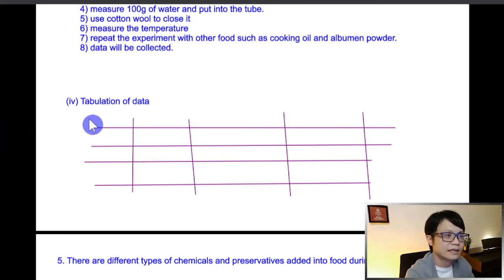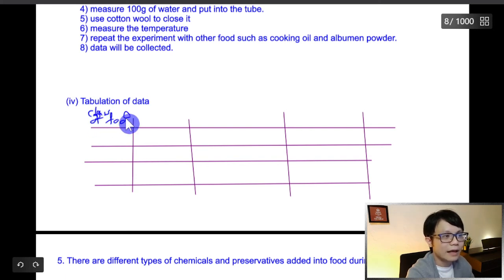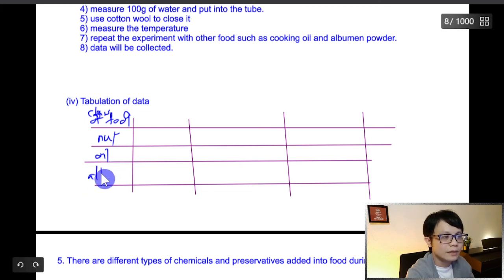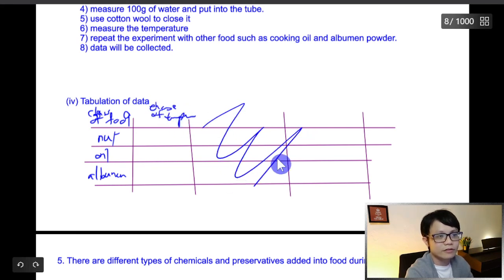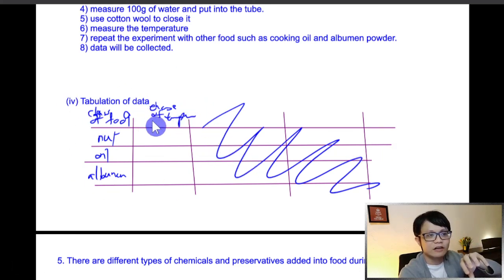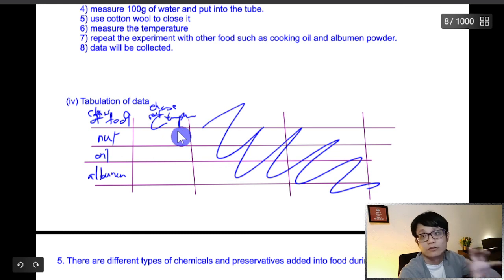For example, I just say class of food. Then maybe nut, oil, and albumin. You write properly: the cooking oil, nut, oil, and the albumin. Maybe I just make the change. If you want to make it simple, you just put change of temperature. Put Celsius, then it can already. Also you get full marks.